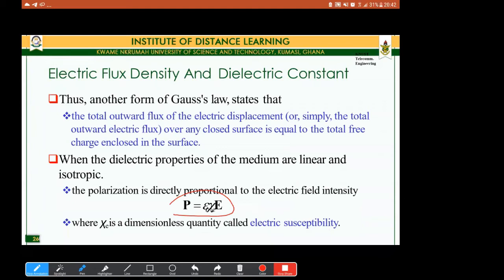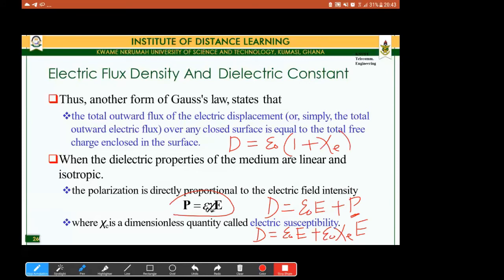And remember, we had this expression where we said D equals what? Epsilon naught E plus P. So this P can be replaced by epsilon naught chi E times E, and then we have D equals epsilon naught E plus epsilon naught chi E times E. Now epsilon naught and E are common, so we can actually factor them out, and then that becomes D equals epsilon naught into brackets 1 plus chi E times E.